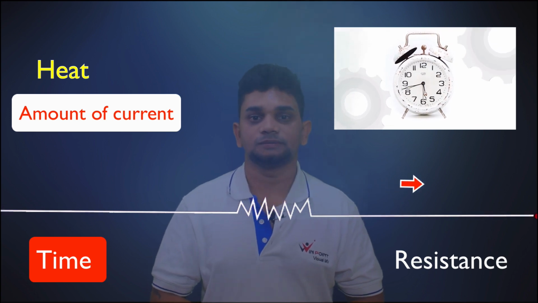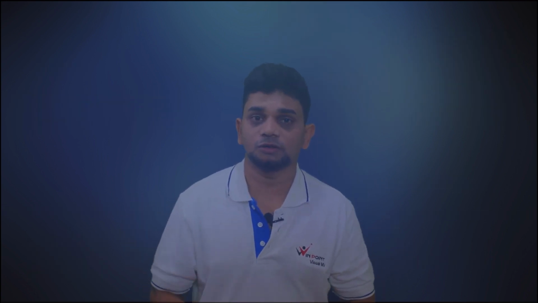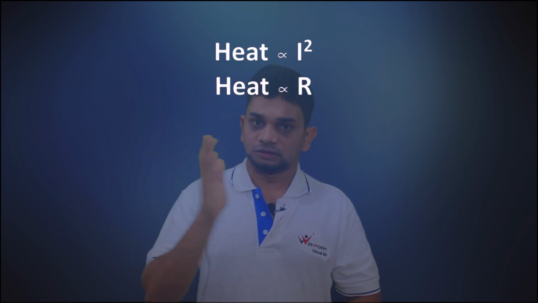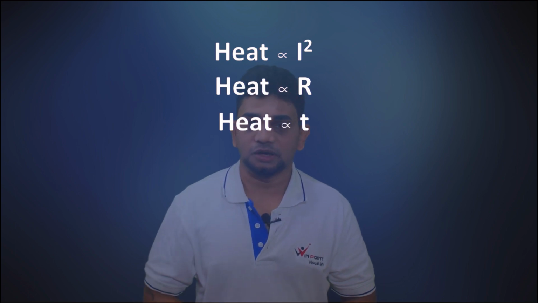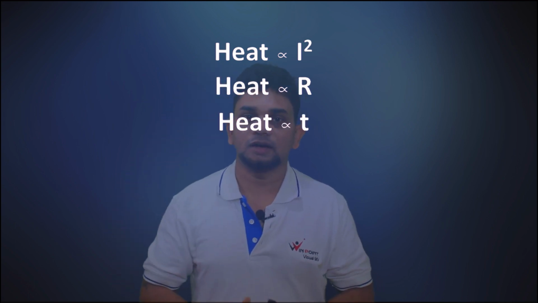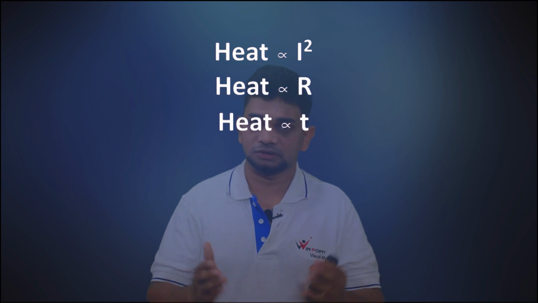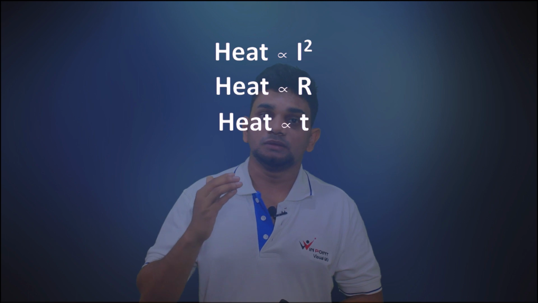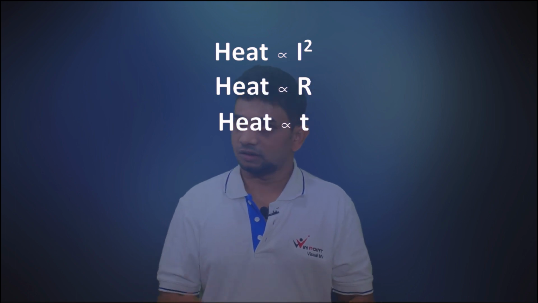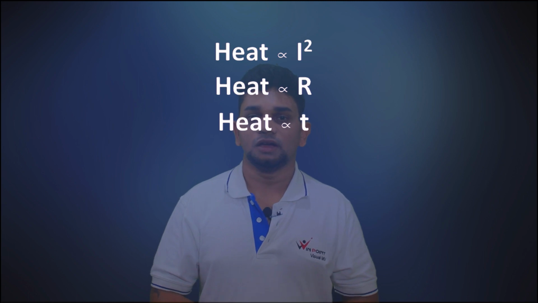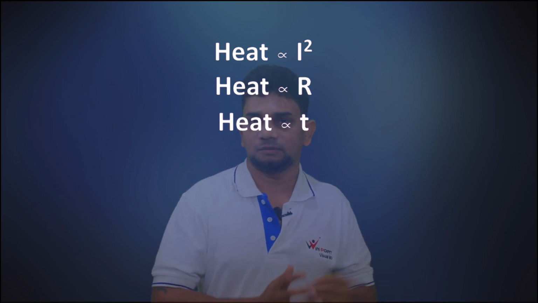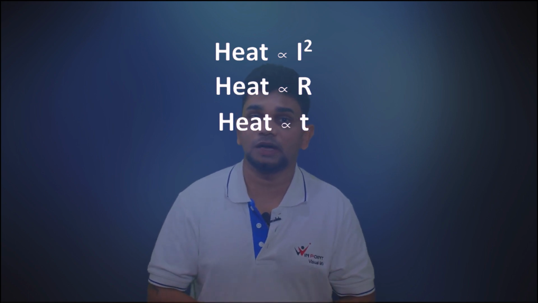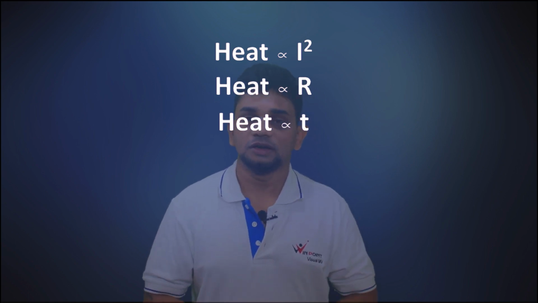Let's write the law now. If there is a current flow through a resistor, there will be production of heat. That heat will depend on the square of current, the resistance of the resistor and the time duration. These three factors have an important role in the production of heat. For example, if the current flow is more, there will be more heat. If the resistor has high resistance, the production of heat will be very high. If we are transmitting electricity through that resistor for a long period of time, then also there will be more heat. It is known as Joule's law.